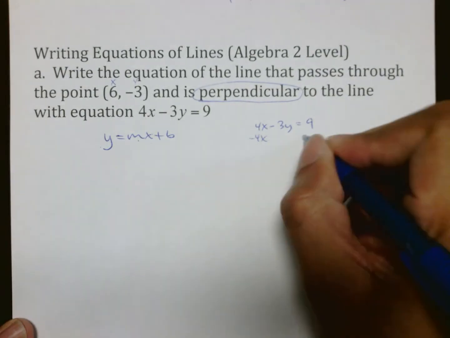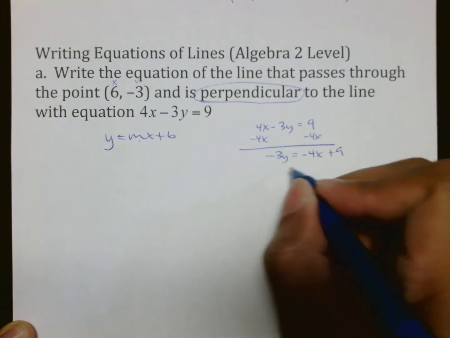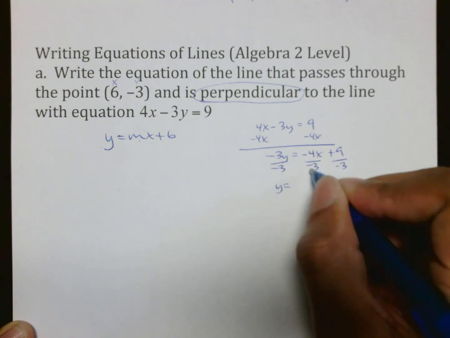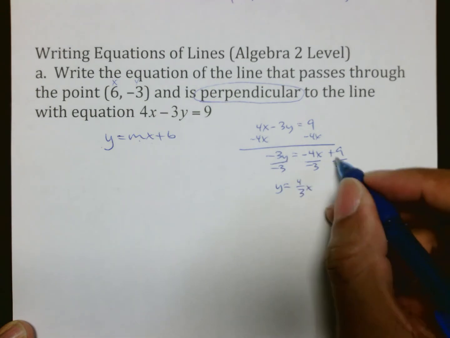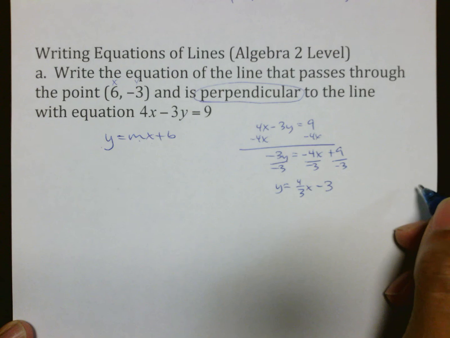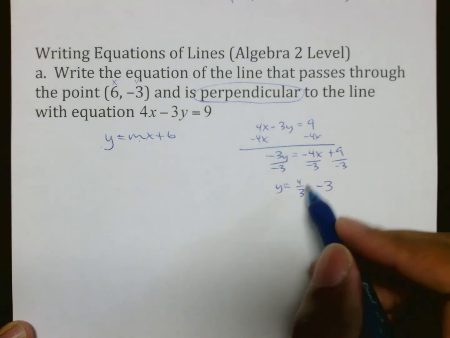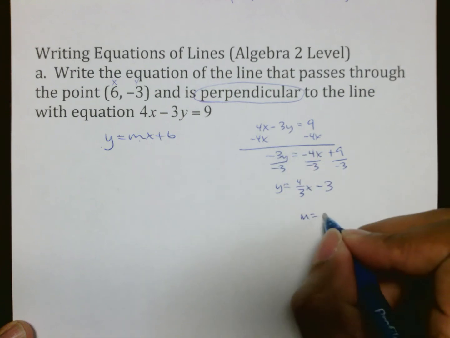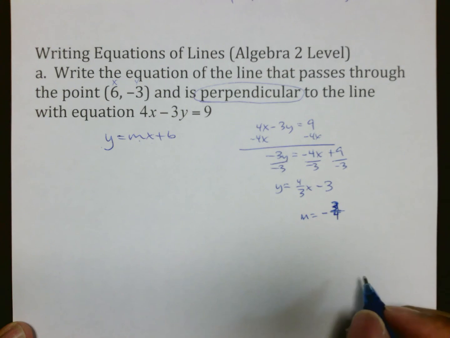So I'll subtract 4x from both sides. I will divide everything by negative 3. Remember that 2 negatives in a fraction makes it positive, so this would be 4/3x minus 3. So that means that this slope is 4/3. Now I've got to do the process. Perpendicular is not the same. Perpendicular is the opposite reciprocal, which means the m that I'm going to use is negative 3/4. But negative 3/4 is the slope we're going to use here.